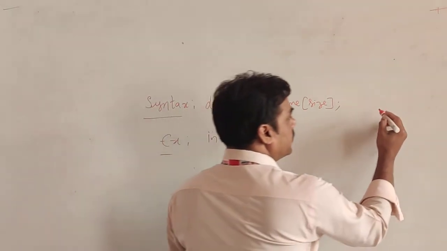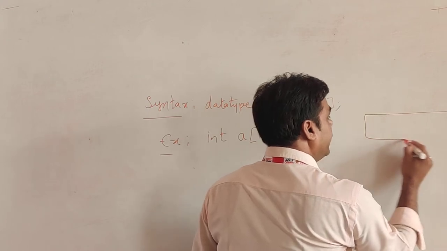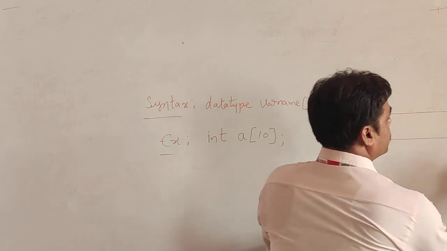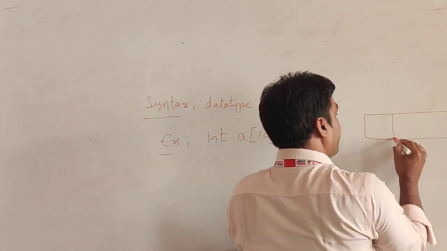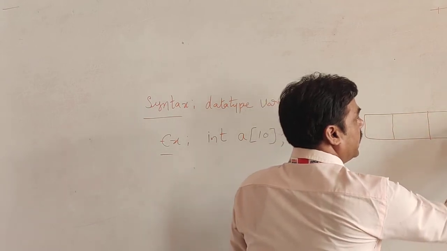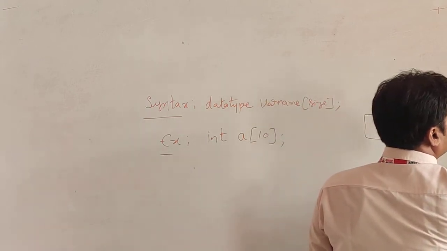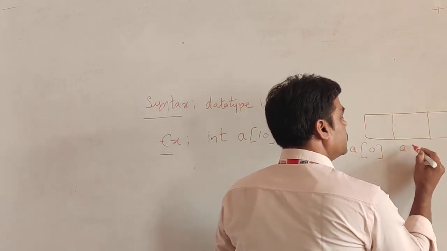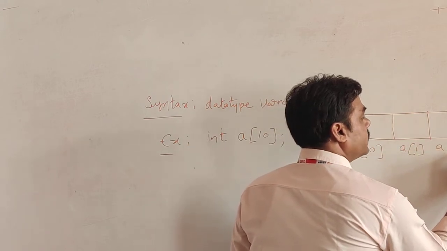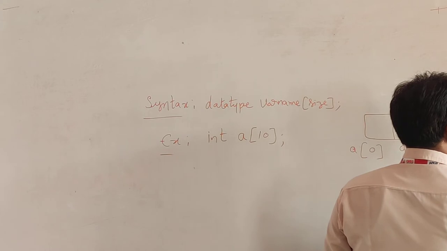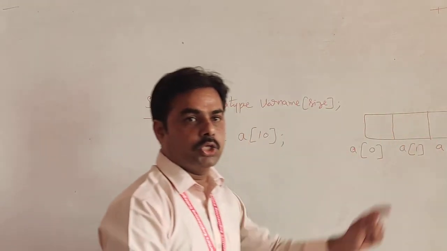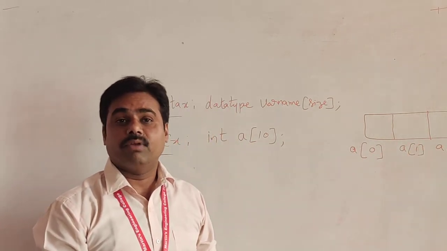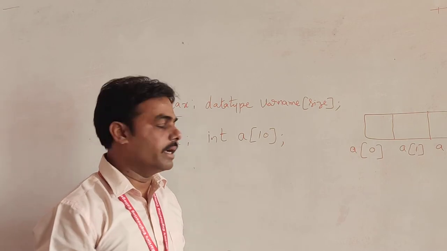What will happen when you declare like this? The compiler allocates the memory, 10 different memory locations. Assume like this, for example. This is the way the memory is allocated. These are the different locations. Generally, the first one represents a[0], the second one is a[1], the third one is a[2], and so on, and the last one is a[9]. The size of the array is 10, so 0 to 9 are 10 different memory locations allocated by the C compiler.